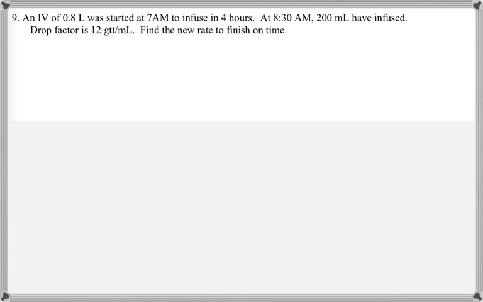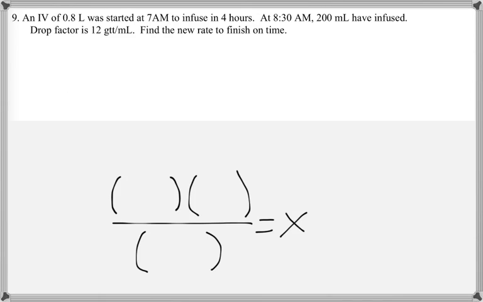So they're only asking for the new rate. They don't ask us to find the original rate. We're still using the formula, and the type of tubing that's used is the 12 GTT per mL. And because this is the new rate, this has to be the time that's left, and this has to be the amount that's left in the bag.